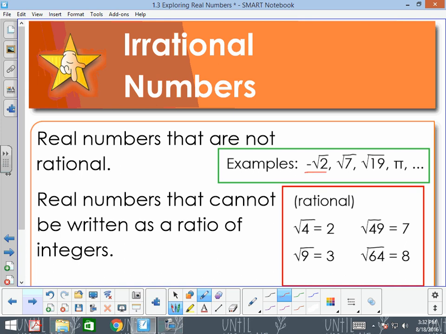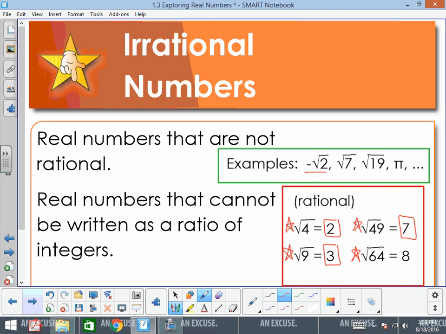Let me go back down here to this from rational numbers. Square roots can be rational. So just remember what square root of 4 is. Square root of 4 means what number times itself is 4? Well, that's 2. Square root of 9. What number times itself is 9? Well, that answer is 3. Square root of 49. What number times itself is 49? 7. Square root of 64. What number times itself is 64, which would be 8. So these are all rational. Notice they're also all integers. Integers are also whole numbers, and they're also all your natural numbers.